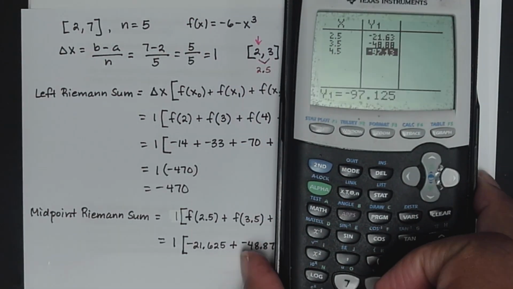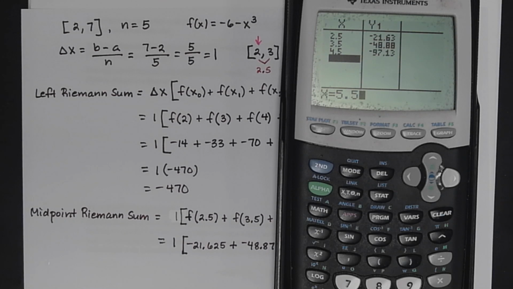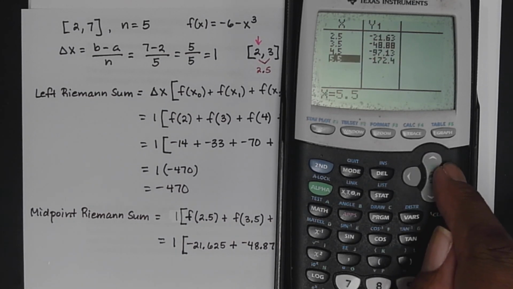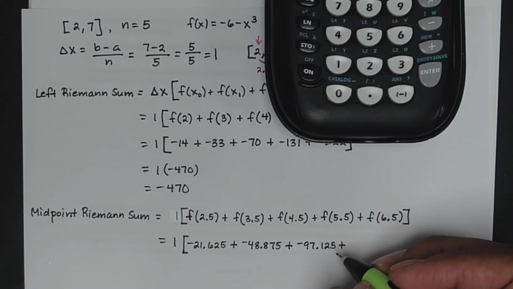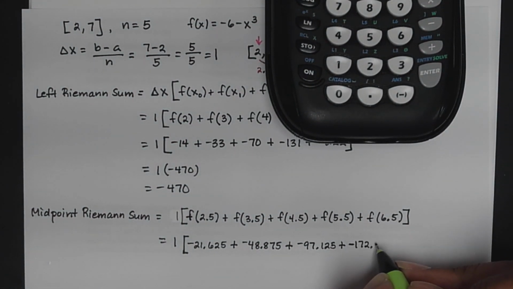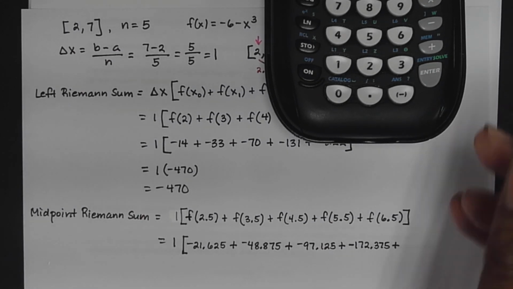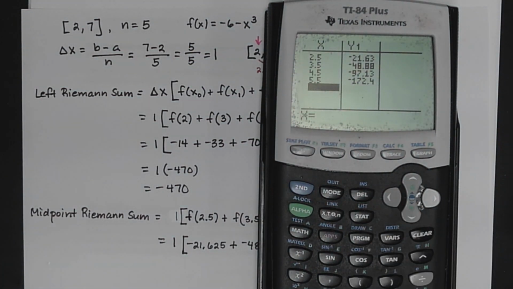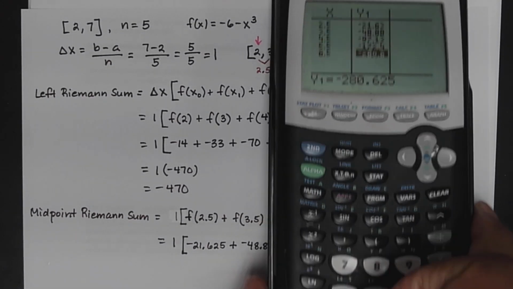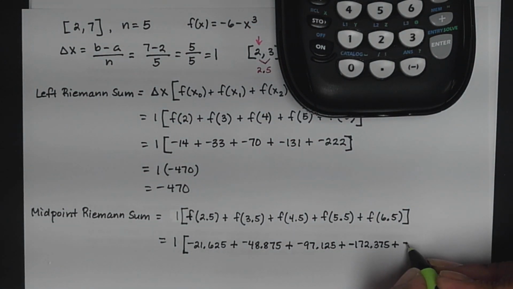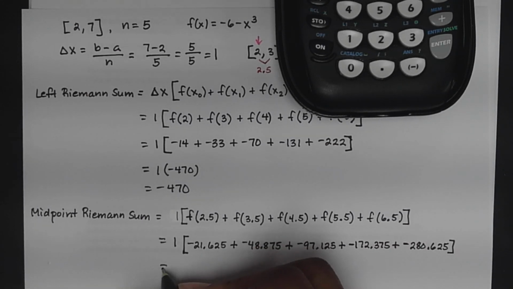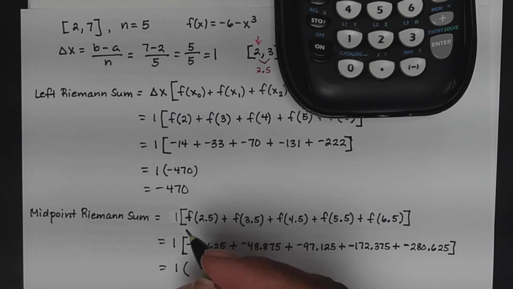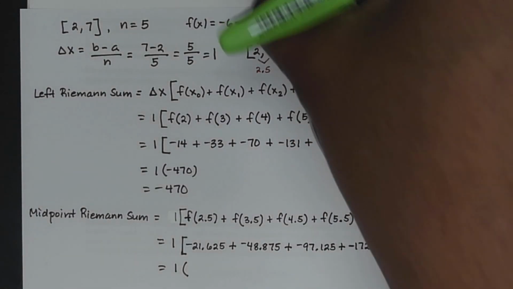And then f of 5.5, type in 5.5 underneath the x. This will be exactly negative 172.375. And then finally 6.5. That's negative 280.625. So now I got 1 times, and then I'm going to add up all those negative values together.